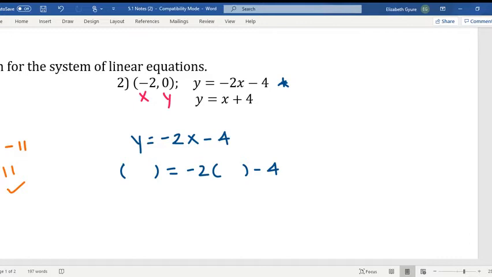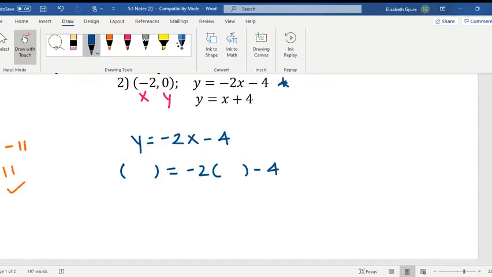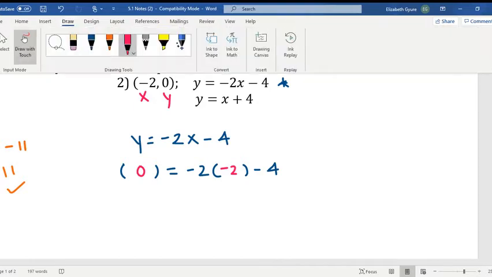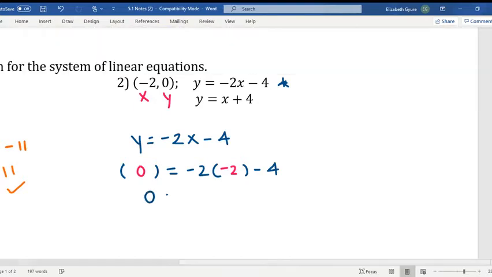Okay, so let's plug this in. Y is on the left here. What are we going to plug in for y? 0. So 0 equals negative 2 times x. What was our x? Negative 2. Then minus 4. Okay. Now, don't we just have a 0 on the left? Just a 0 in parentheses. Is there really anything we can do with that? No. So I'm just going to leave that as 0 and bring it down.